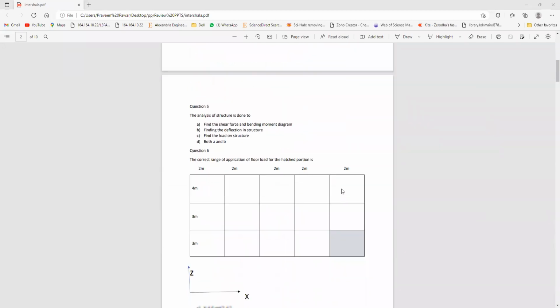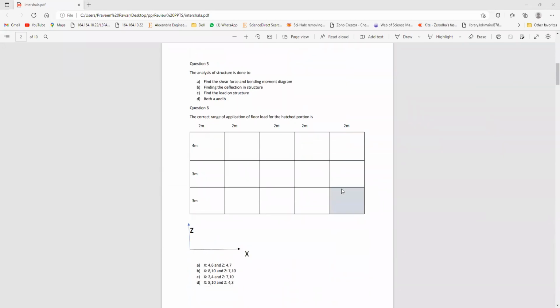Now, the fifth question. Why do we go for analysis of a structure? One option is to find shear force and bending moment. The second is to find the deflection of the structure, which is also right. Find the load on the structure: we won't find any load because we assign the load on the structure. So the answer is option D, both A and B are right.